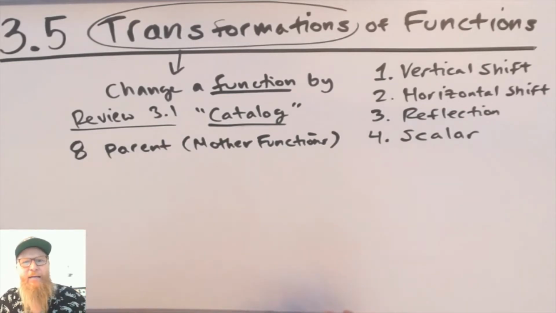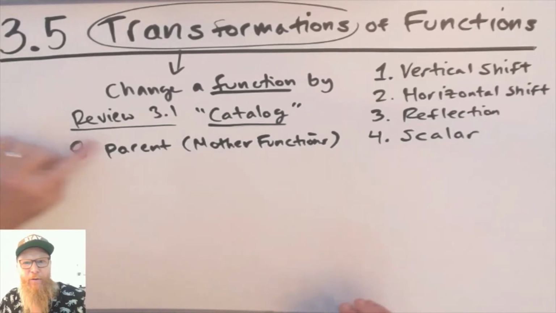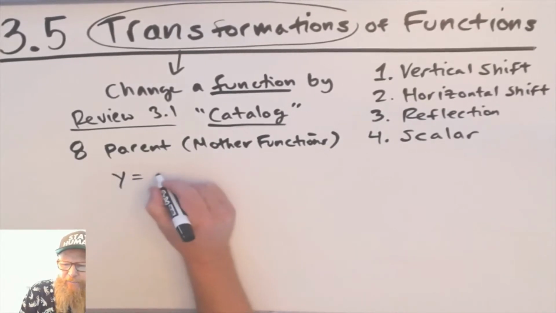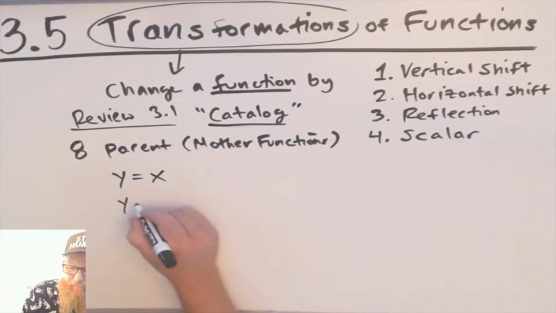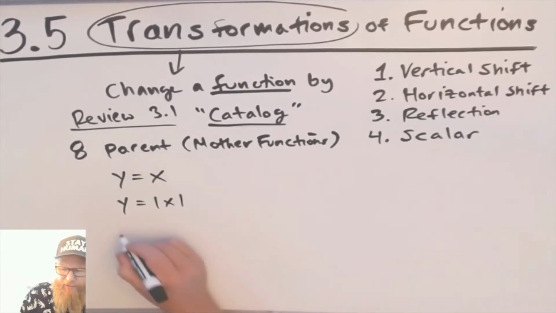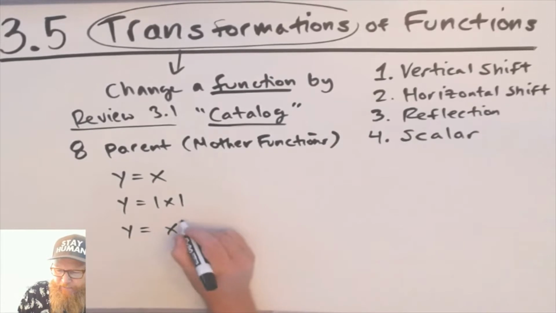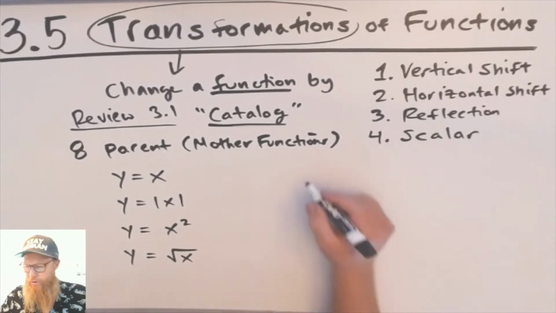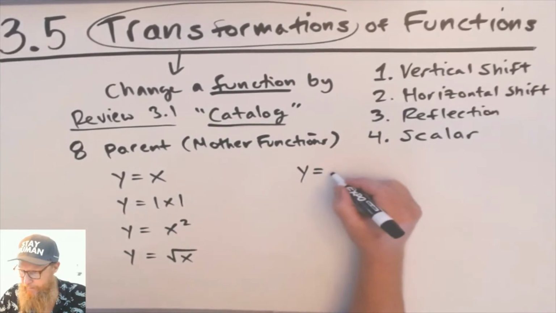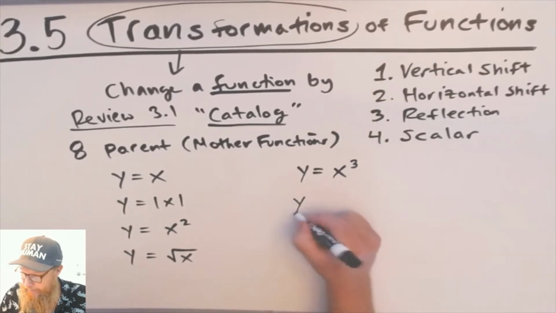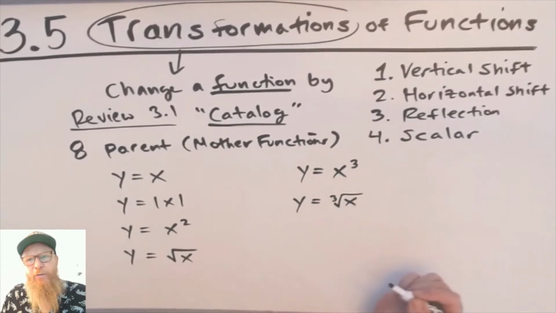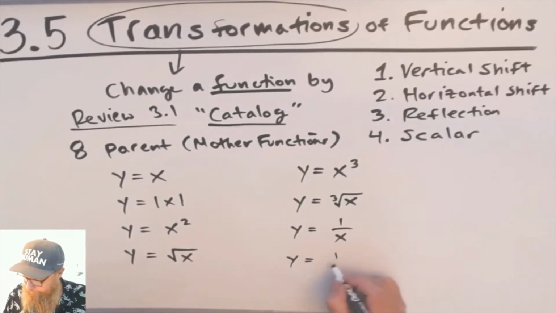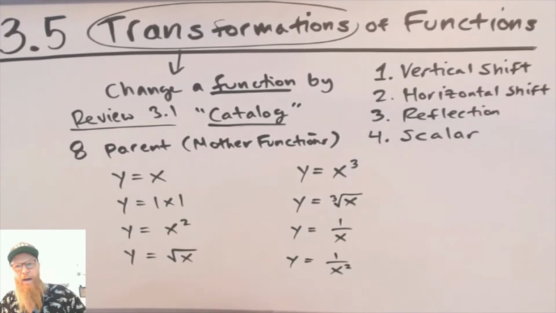So of the 8 parent functions that we learned about in 3.1, let me just list them all out. We have what's called the identity. We have the absolute value. We have the quadratic, the square root, the cubic, the cube root, the reciprocal, and the reciprocal squared.